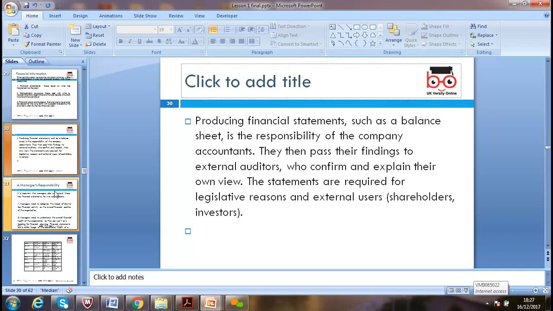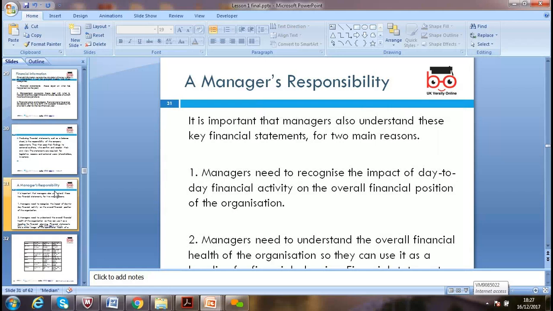So this is all information about the manager's responsibility in our organization, either in hospitality or elsewhere, to keep the financial records. Managers need to recognize the impact of day-to-day financial activities on the overall financial position. If a day-to-day worker is coming late, workers are not working, they are wasting things, ultimately that will lead to big loss for the organization and the organization will suffer, or they have to close the business.